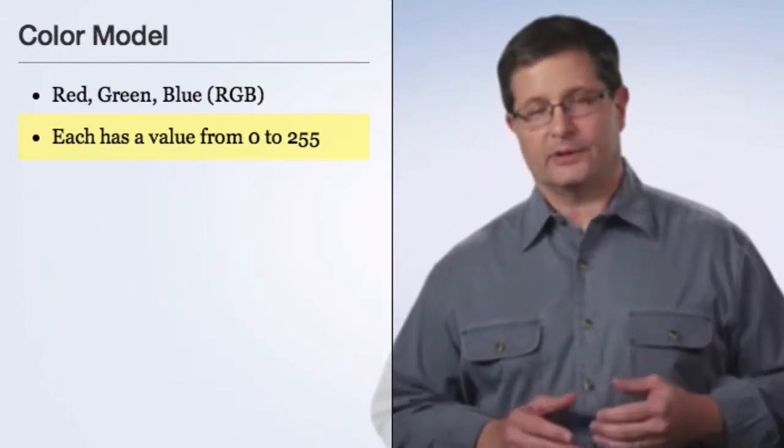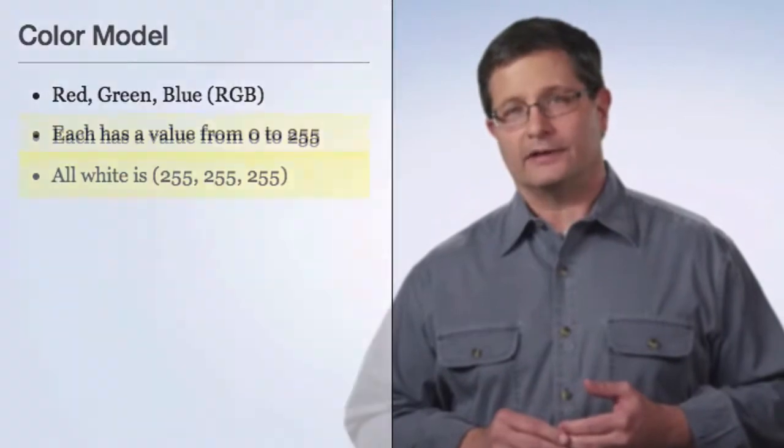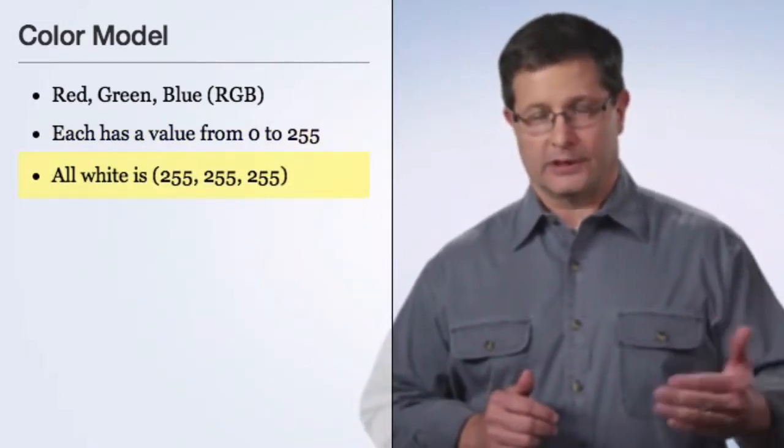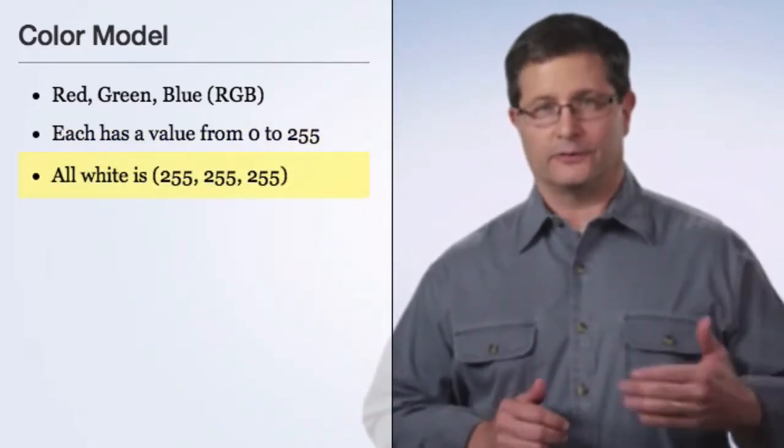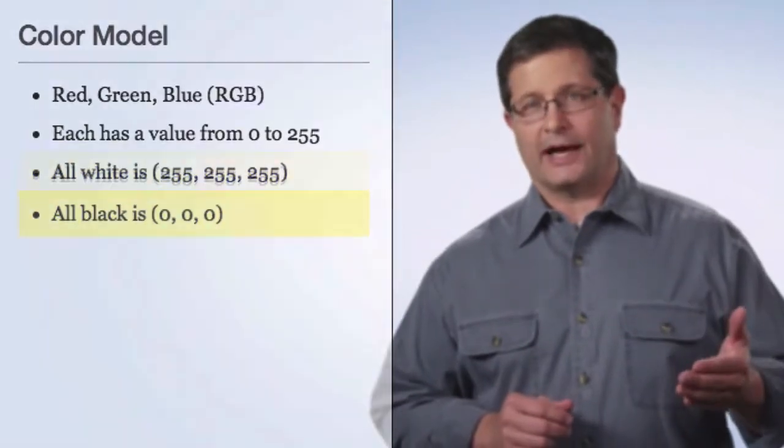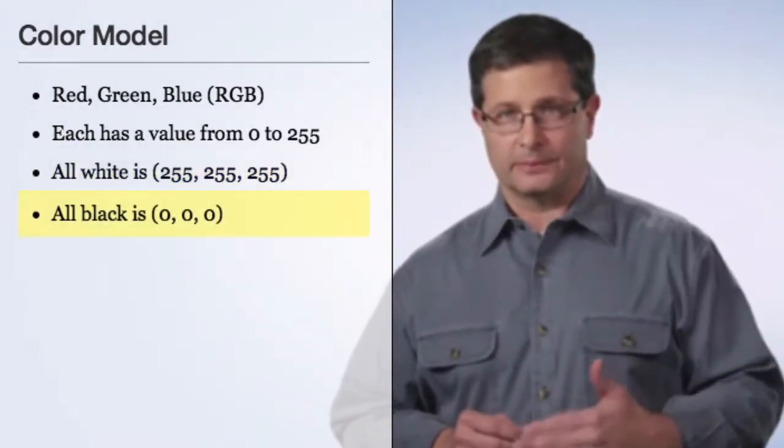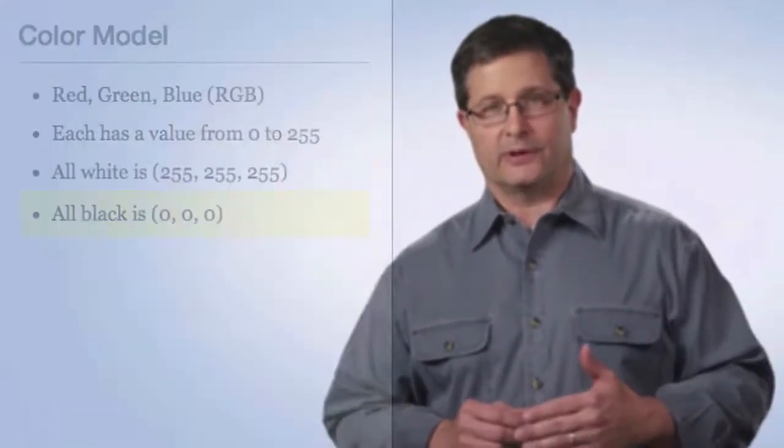Each component of the color, each red, green, or blue value, can be anywhere from 0 as a minimum to 255 as a maximum. So we represent white by having the most amount of red, green, and blue, each having the value 255. We represent black by having the least amount of red, green, and blue, each component being 0.